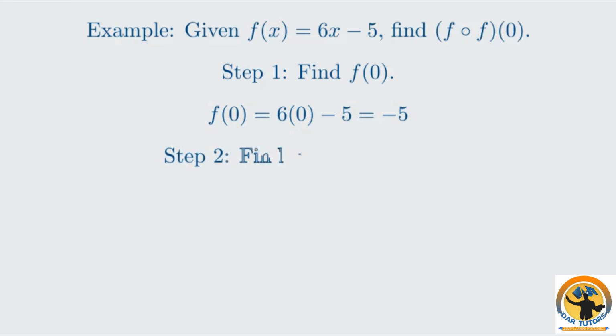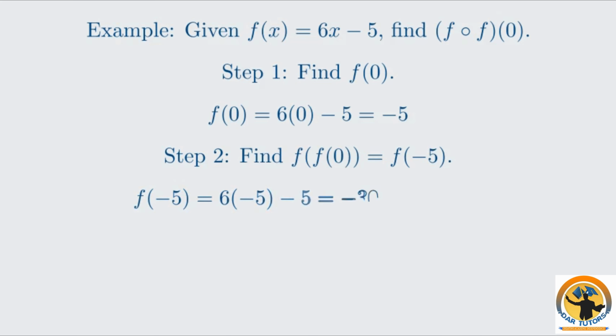Now, we substitute this result, -5, back into f. So we need to find f(-5). Substituting -5 into f(x) gives 6 times -5 minus 5, which is -35. So f(f(0)) is -35.